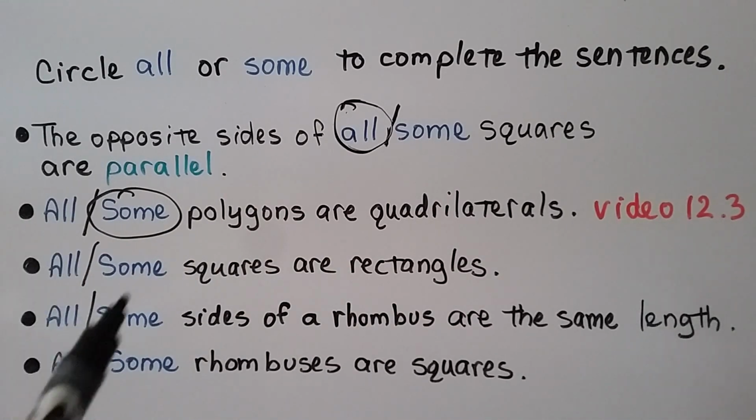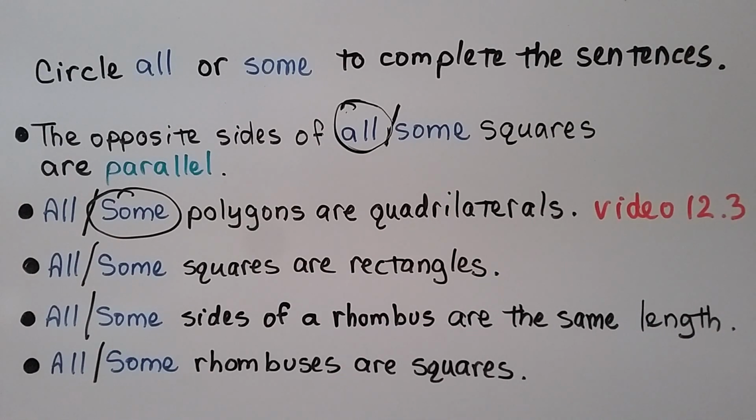Is it all or some squares are rectangles? To be a rectangle, it needs 2 pairs of opposite sides that are parallel, and it needs 4 right angles. But are all squares rectangles? Yes, all squares are rectangles because they all have 4 right angles and 2 pairs of opposite sides that are parallel. Are all or some sides of a rhombus the same length?